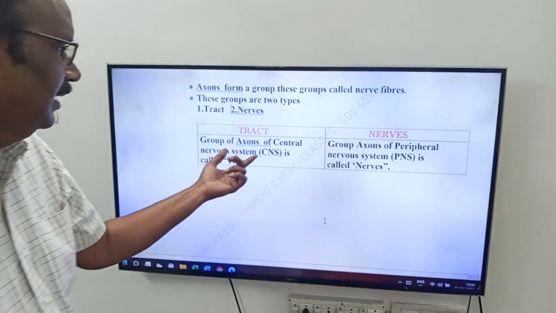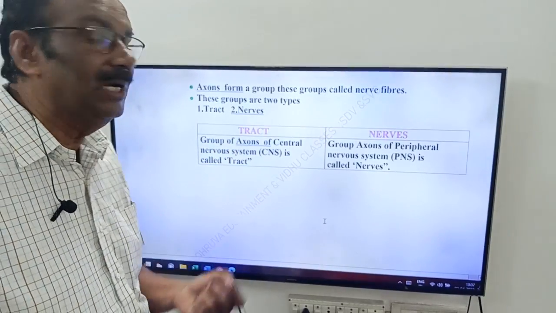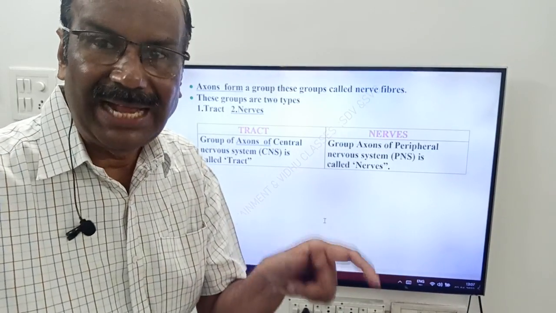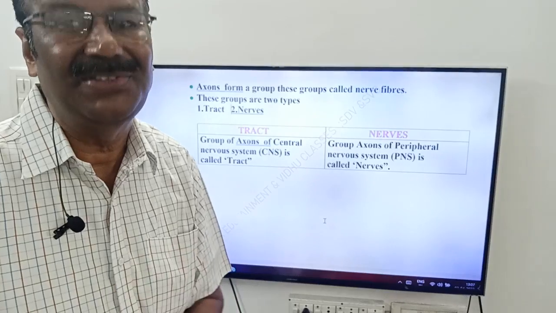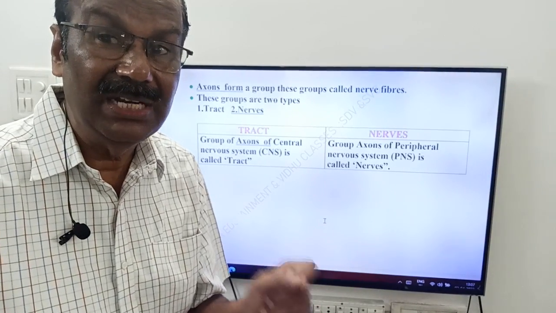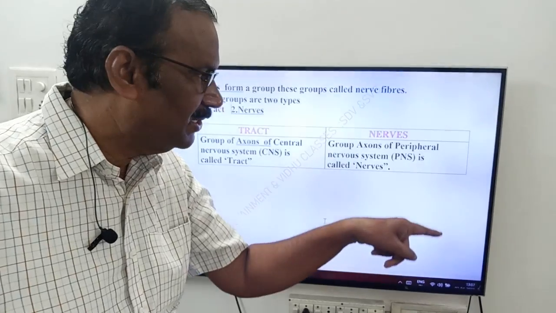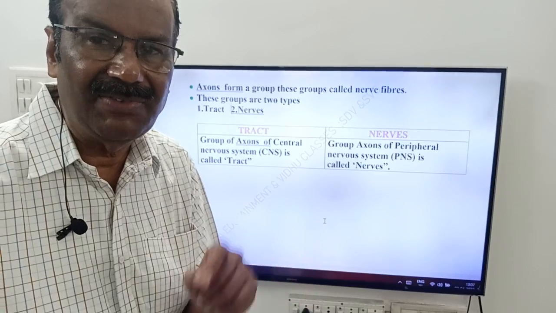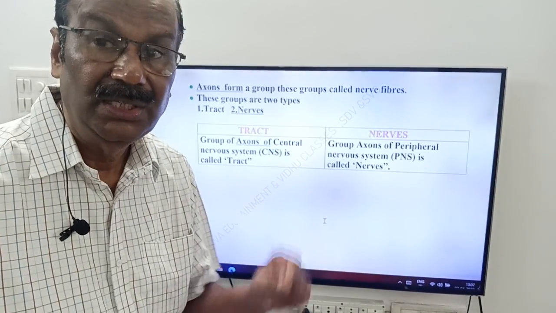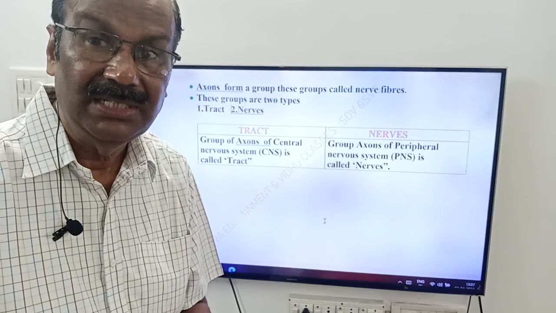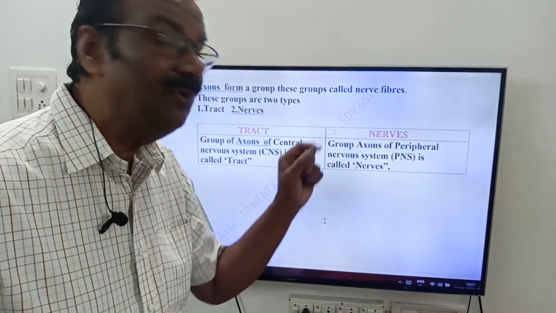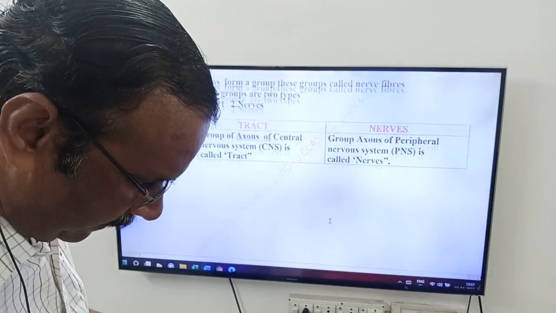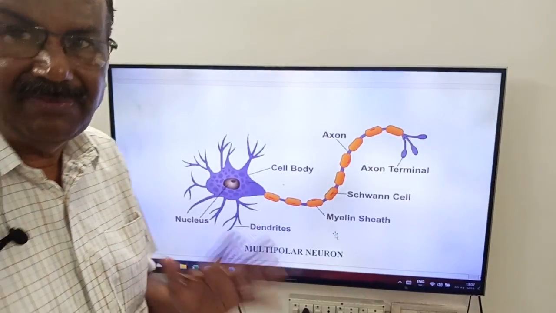What are tracts? A group of axons of the central nervous system is called a tract. Friends, whenever you hear the word nerve tract, it is a group of axons present in the central nervous system. Whenever you hear the word nerve, it is a group of axons present in the peripheral nervous system. A group of axons of the peripheral nervous system is called a nerve. Is called what, friends? Nerve.